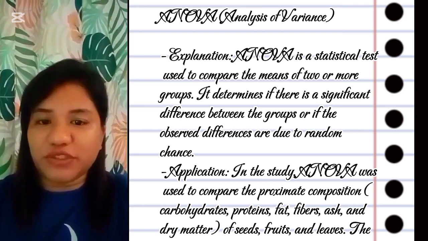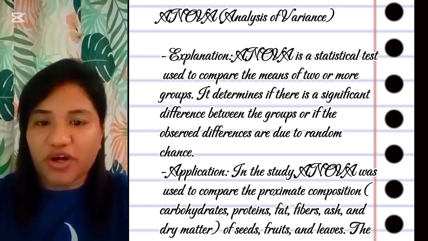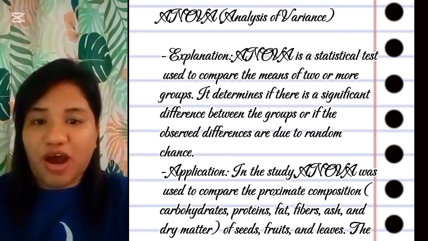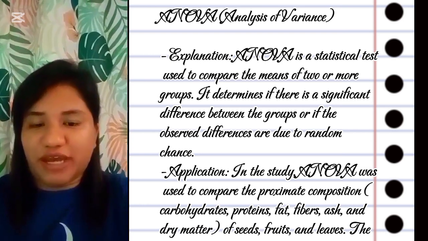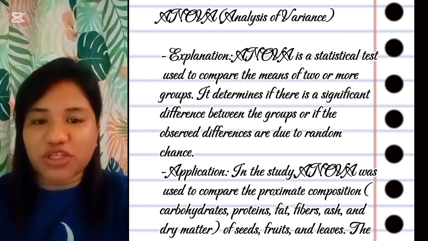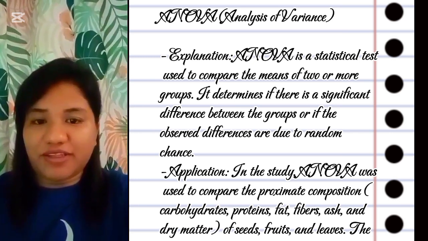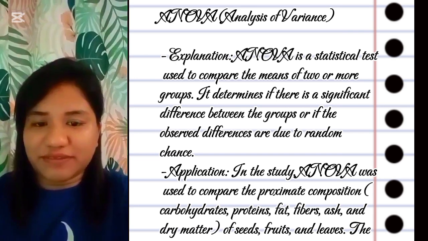ANOVA was used to compare the proximate composition, or carbohydrates, proteins, fat, fibers, ash and dry matter of seeds, fruits, and leaves. The results showed that there were significant differences in the proximate composition between the three organs.